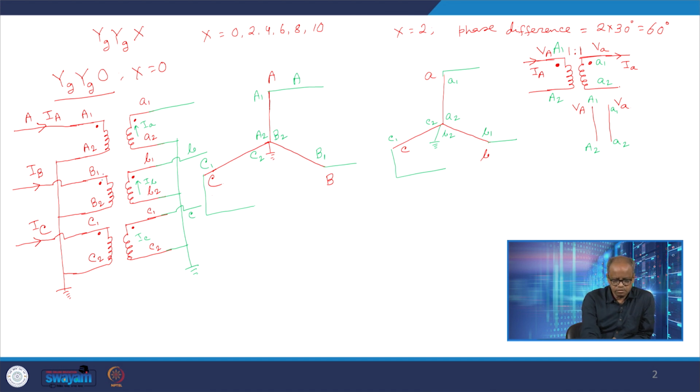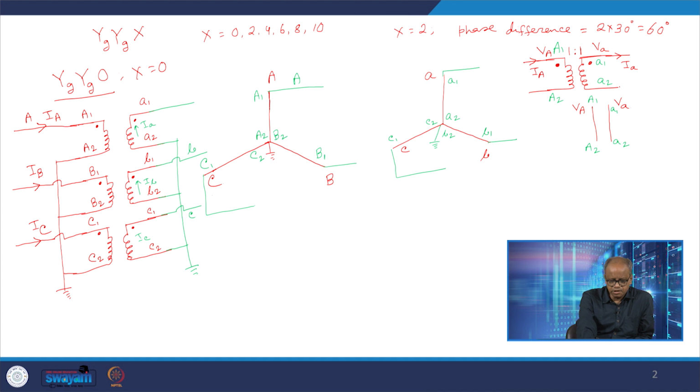Here also, as you can see, because we have connected A2, B2 and C2 together and connected them to ground, the same thing is reflected here. From terminal A1 we said that it is phase A, terminal B1 is phase B, and terminal C1 is phase C, and then A2, B2, C2 are connected together and grounded. And then with this phasor diagram, we went for the phasor diagram at the secondary side.